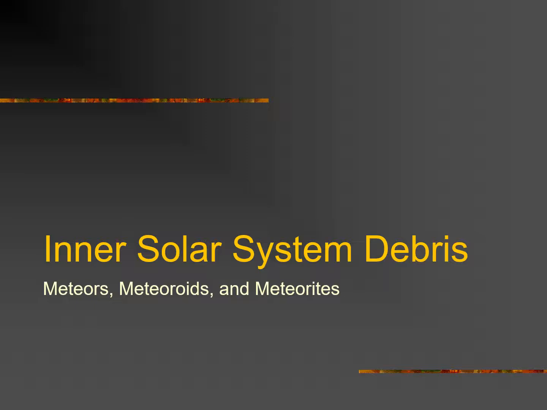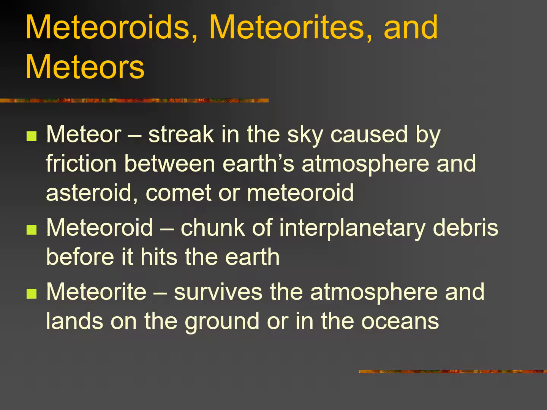So now we're going to talk about meteors, meteoroids, and meteorites. A meteor is a streak in the sky caused by friction between the Earth's atmosphere and an asteroid, a comet, or a meteoroid. A meteoroid is a chunk of interplanetary debris before it hits the Earth. A meteorite survives the atmosphere and actually lands and hits the ocean or the ground.